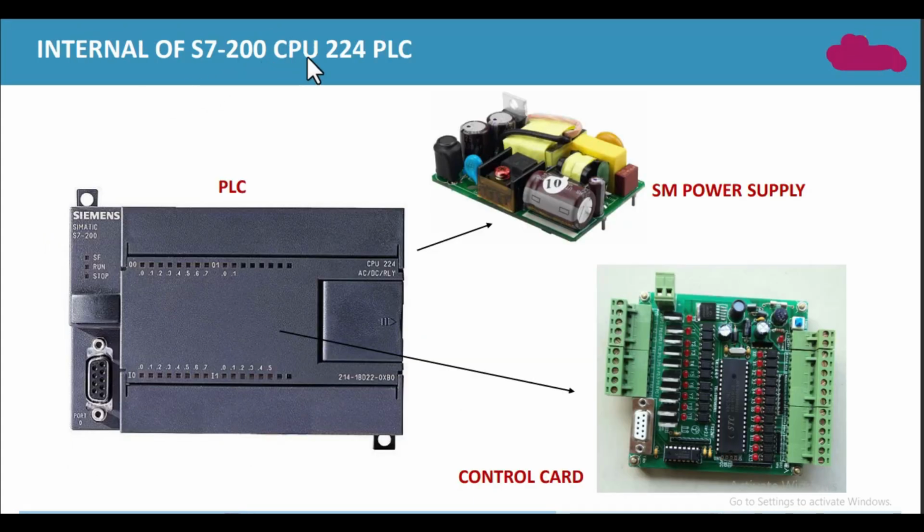Internal of S7-200 CPU 224 PLC. This is the PLC with casing. From this position, we place the power supply unit, which provides 24 volt DC, or in case of AC, it will be a power supply unit which provides us 24 volt DC. This is the control card, which is the CPU of this PLC. This is placed in the central position, and this power supply is placed here at this position.